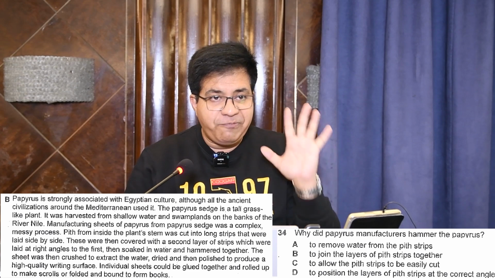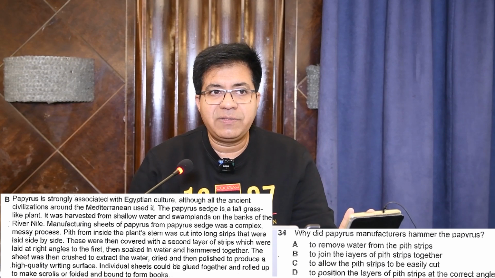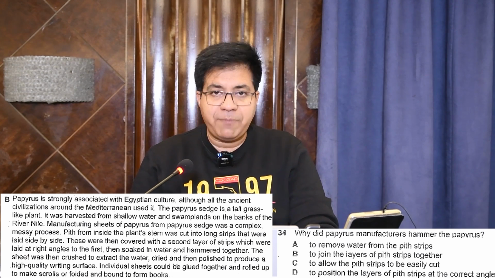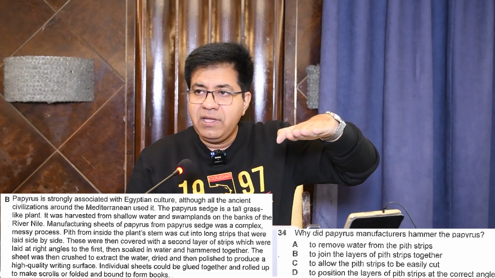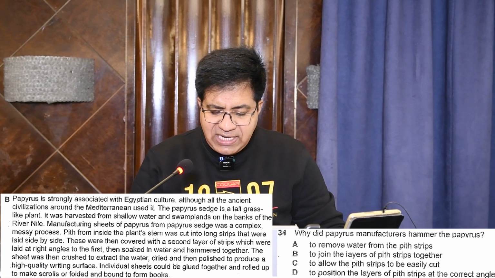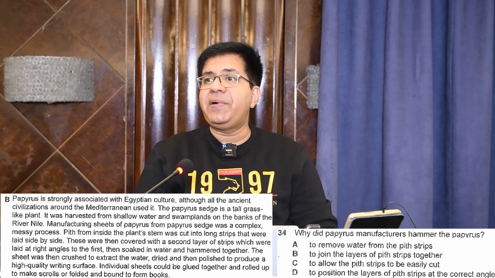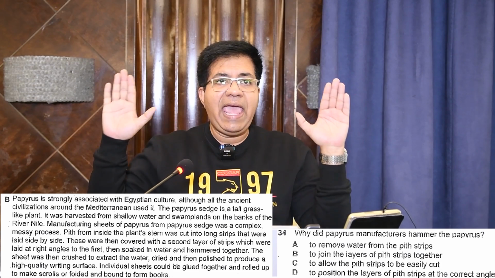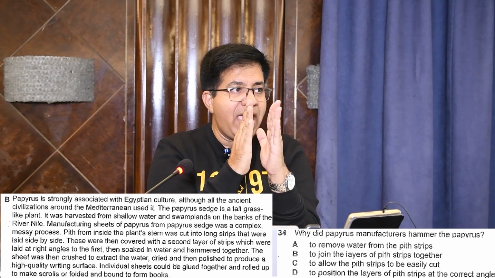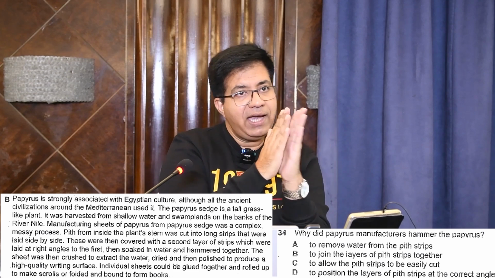I am reading it from the fifth last line after full stop. These were then covered. Found it? These were then covered with a second layer of strips. So what happened? There was a layer of strip. These were then covered with a second layer of strips which were laid at right angles to the first, then soaked in water and hammered together. Look at me. Hammered together. Together means to join them. So the purpose of hammering was together, means to join them. Like they hammer it and then they are joined.